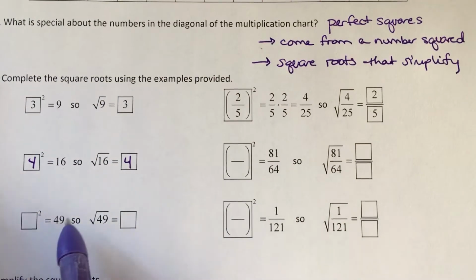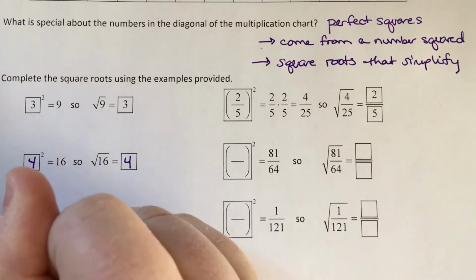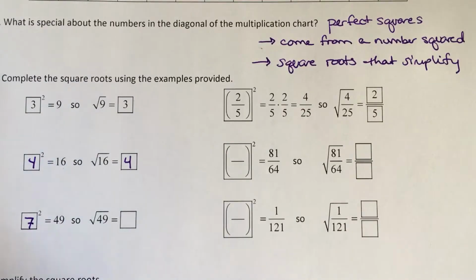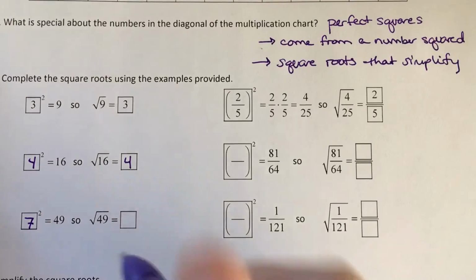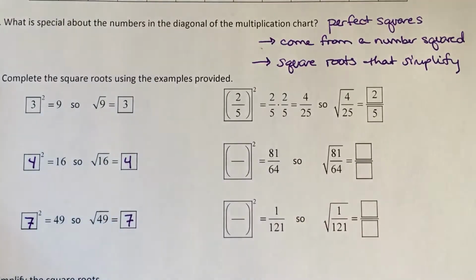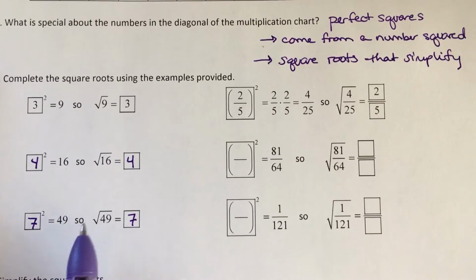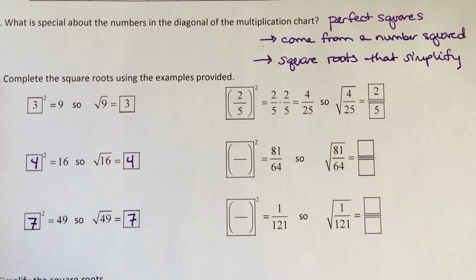The number squared that makes 49 is 7. And we do need to know these. So 7 squared is 49. So that means the square root of 49 is 7. So I'm hoping we already know our multiplication table and know these perfect squares, but if not, we need to memorize them. This chapter is not going to work out if you don't know these perfect squares.